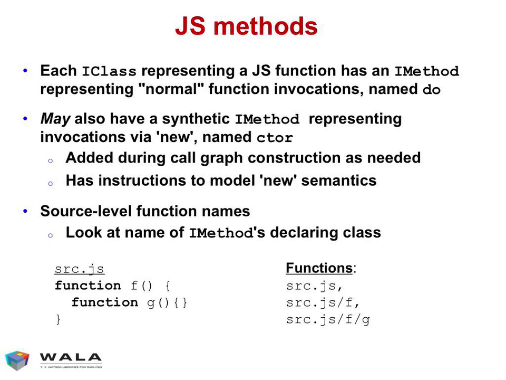So if classes are functions, what the heck are these IMethods doing then? Well, JavaScript has very interesting semantics for how you can invoke functions. So there's a normal function invocation where it's what you would expect, right? You just call the function. And we represent this in WALA as a method essentially named do on the corresponding IClass.